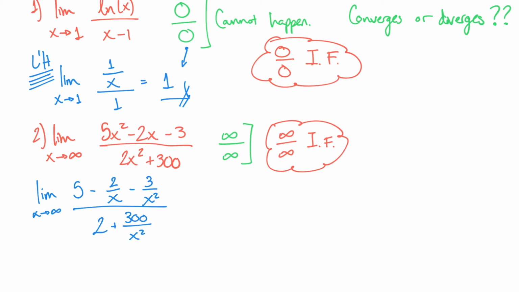I haven't changed anything. However, if I try to plug in infinity into this new form of the limit, 2 over infinity is 0, 3 over infinity squared is 0, 300 over infinity squared is 0, and then the 5 and the 2 are still there. So this is equal to 5 over 2. Okay, and then again, going from infinity over infinity to 5/2, you can't do it.